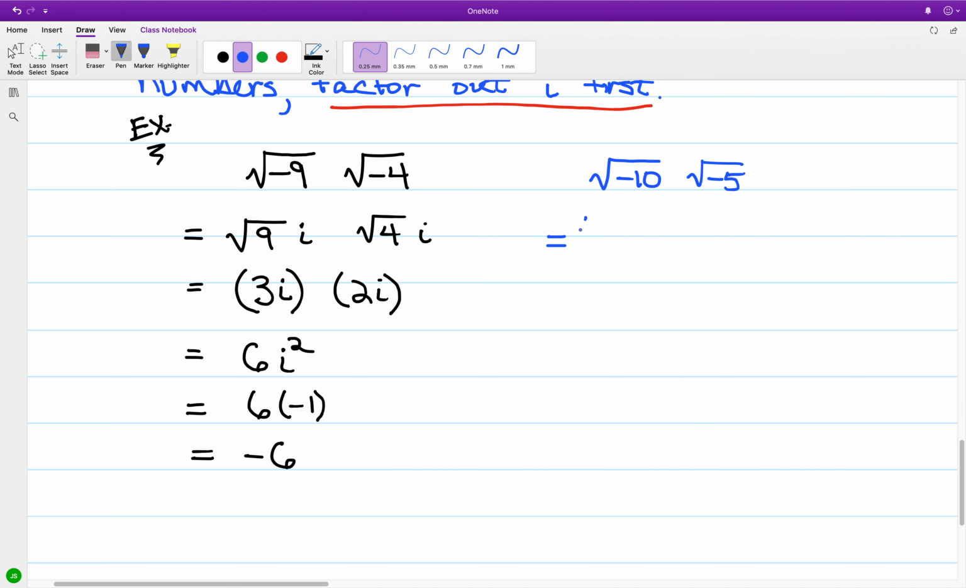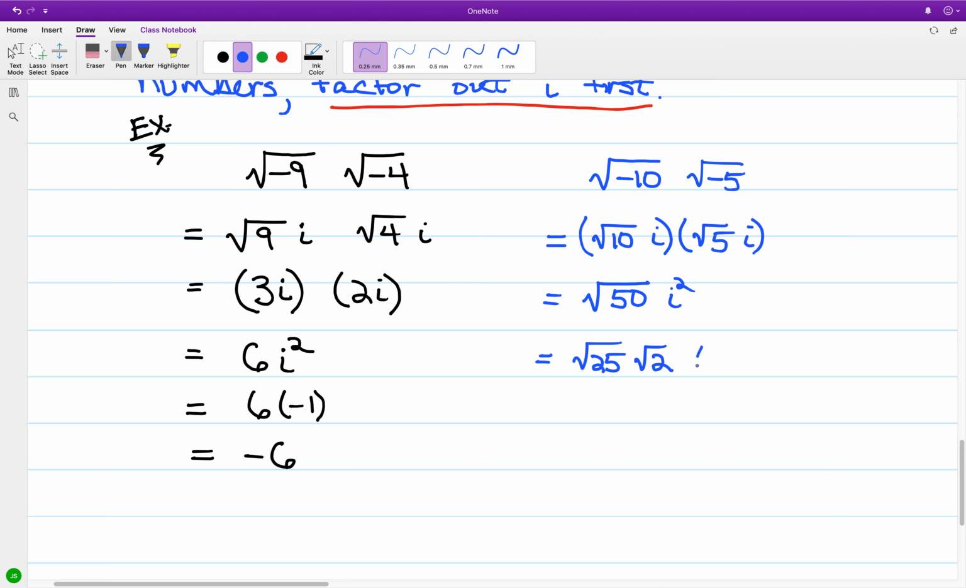So I can factor out the letter i. Square root of -10, that's the square root of 10 i. Square root of -5, okay, that will be the square root of 5 times i. And multiplying together, we have the square root of 50, i squared. Square root of 50, 50 is not a perfect square, but this can be reduced.